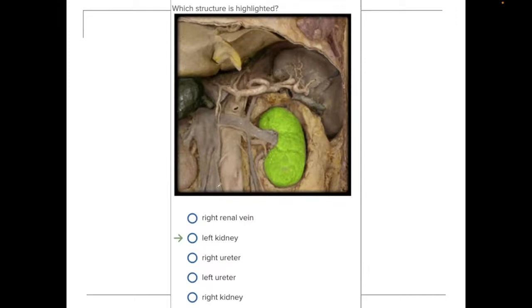Here is the kidney. This happens to be the left kidney. And we know that because, well, here's the liver, and the liver is on the right side. And we can see a little bit of the gallbladder. So we know that that's the right side. And here's the spleen. The spleen is on the left side. So that's the left kidney.